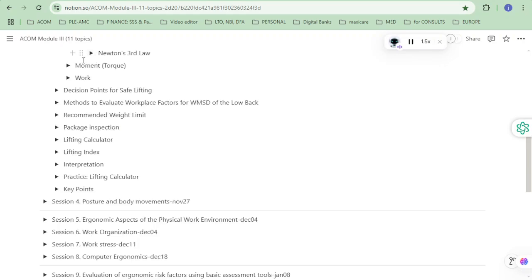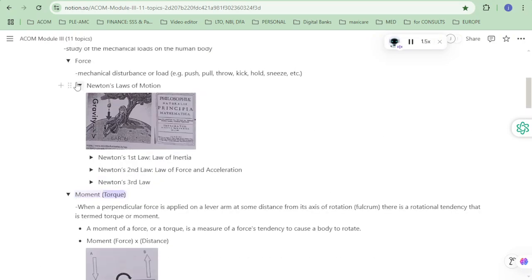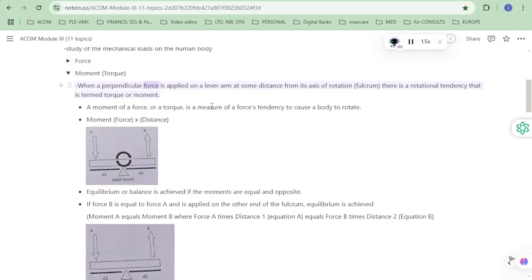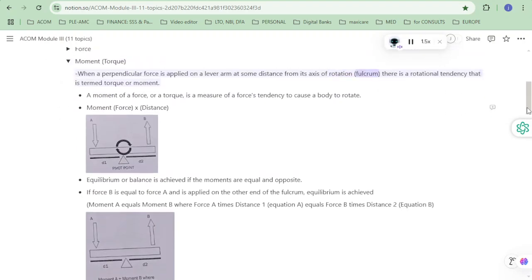Moment, torque. When a perpendicular force is applied on a lever arm at some distance from its axis of rotation, the fulcrum, there is a rotational tendency that is termed torque or moment. A moment of a force, or a torque, is a measure of a force's tendency to cause a body to rotate. Moment equals force x distance.